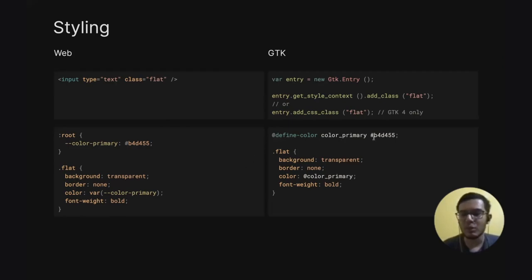Defining variables is somewhat different. You do it like this, but everything else is the same. You can use a subset of the web CSS in your GTK application, and it will do exactly what you expect it to do. And the way to add this stuff to an element is, you define the element, and in GTK 4 at least, you can say entry.addCSS class flat, but that works only in GTK 4. So in 3, you might want to do this getStyleContext.add class flat, which also works in 4. Both of them work in 4, but this is much nicer.